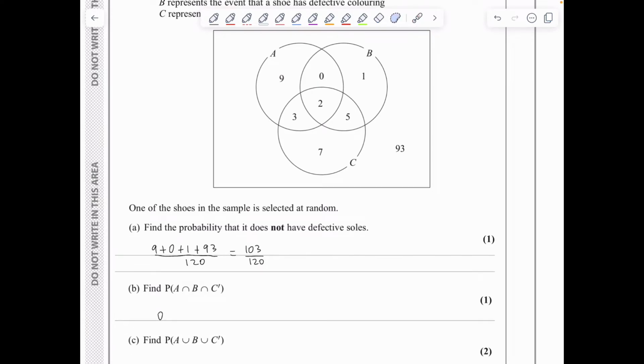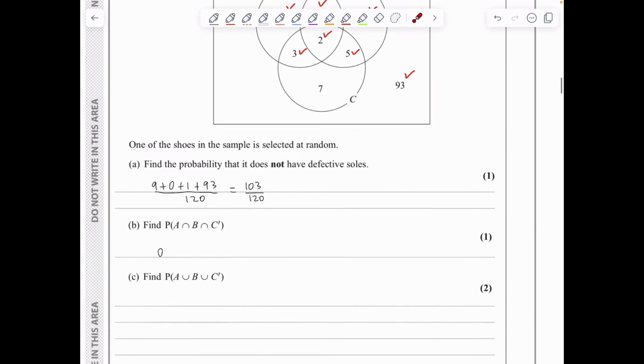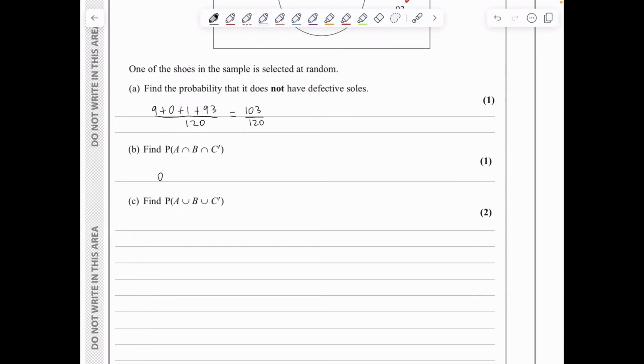In part C, we need to find the probability of A union B union C dash. So we want to be in A or in B or outside of C. So it's everything we have ticked. So it's everything but the 7 shoes that lie entirely within the only C region. So to find this probability, I will simply do 120, which is the total, minus 7, over 120, which is of course 113 over 120.